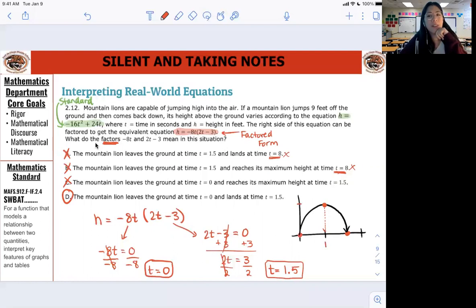If you wanted to find the vertex, what would be the only way to do so? Hmm. I have standard form right here. What would be the only way to find the vertex? Turn it into vertex form? Don't turn it into vertex form. We can use the vertex formula. h equals negative b over 2a.